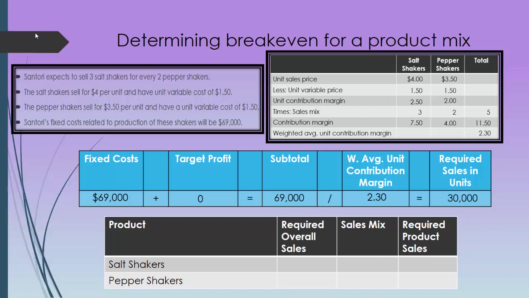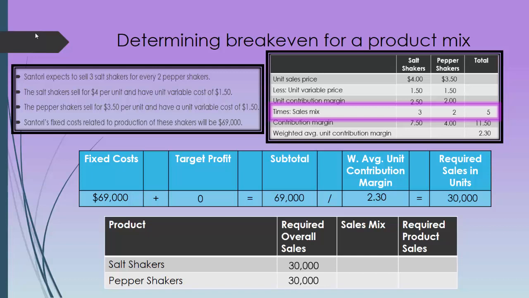But how much of each? Well, we can figure that out too. Let's go down and take our required overall sales, which we know to be 30,000 units, and multiply it by the proportion of our bundle, of our typical sales package, that can be attributed to each of those particular lines. So for salt shakers, we know that 3 out of every 5 units that we're going to sell is going to be a salt shaker.